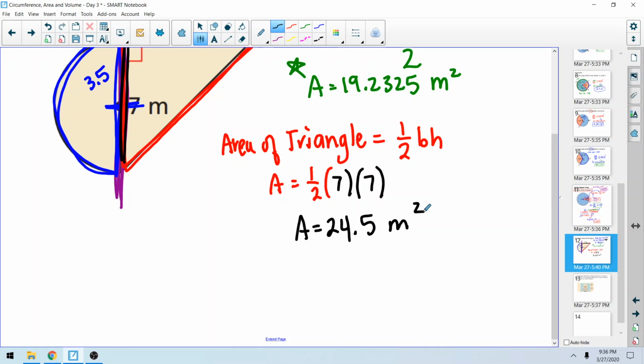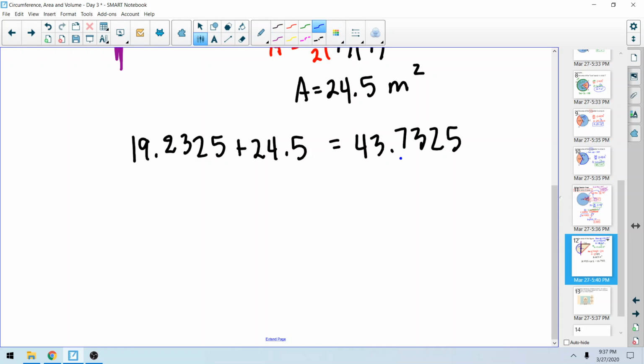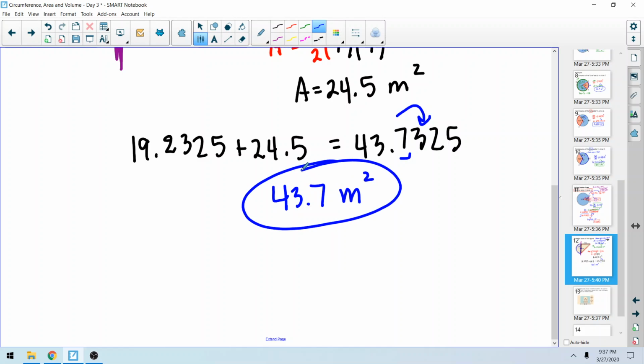Now, that's the area of the triangle. The 19 is the area of the semicircle. If we want to find the total area, we're going to add them together. So 19.2325 plus 24.5 is 43.7325. And then we're going to round that to the nearest tenth. 3 tells you to leave the 7 alone. 43.7 meters squared.